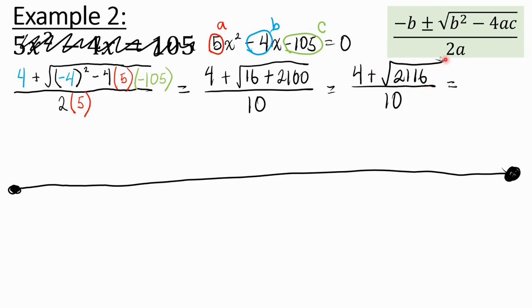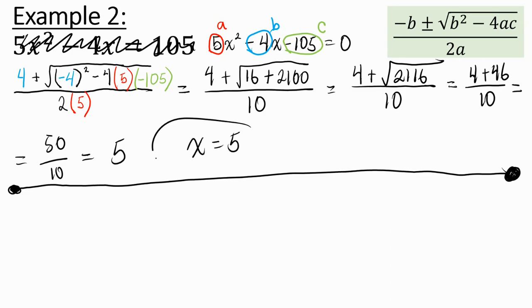All right, get out your calculator. Type in the square root of 2,116. You get 46. Running out of space up there, I'm going to move down here. I get 50 over 10, which equals 5. Yay, x equals 5. There's our first one. Now let's do the second one.